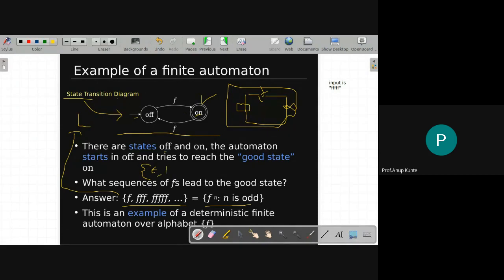Then I will have two F's. Then I will have a string with four F's. The four F's can be represented directly: rather than writing F four times, I'm writing F raised to 4. This is what this notation is. F raised to n means F concatenated n times, F dot F dot F dot F. This can be done many times, and always you will find that we are in a state where the bulb is off.